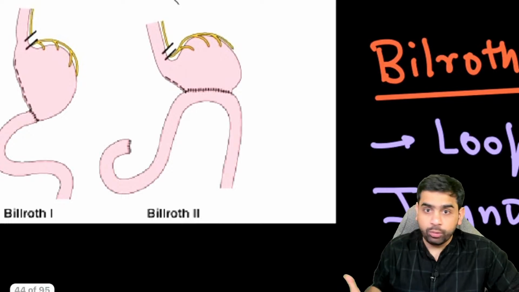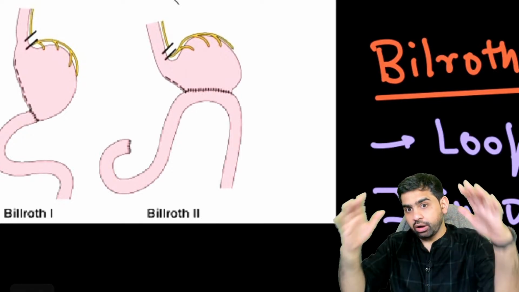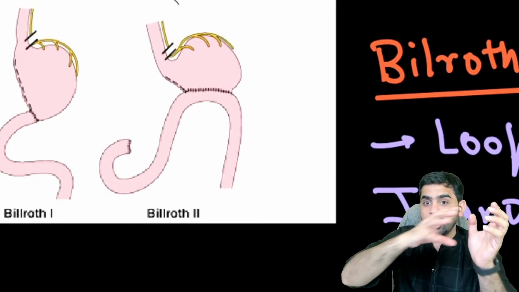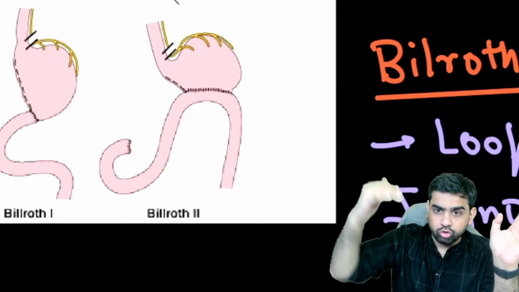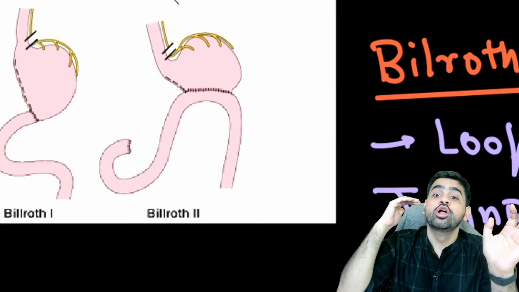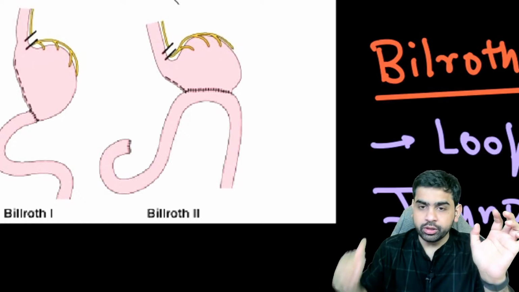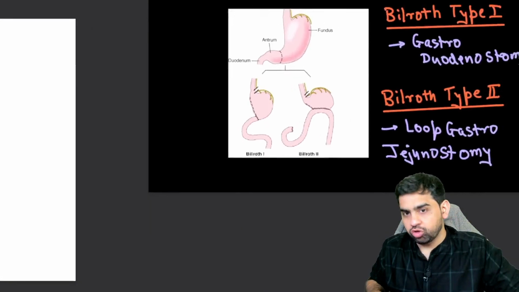What about the type 2 Billroth procedure? Here what you basically do is that you have the stomach, you have cut the stomach, that's fine. But you take the loop of the jejunum and then you basically perform a gastrojejunostomy. So this is what is called a loop gastrojejunostomy. So type 2 gastrectomy is basically the loop gastrojejunostomy.